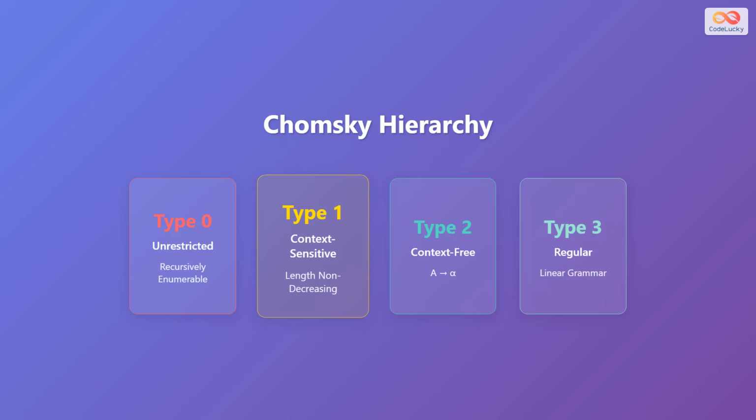Within the Chomsky hierarchy, context-sensitive grammars are classified as Type 1. Type 0 grammars are unrestricted and generate recursively enumerable languages. Type 2 grammars are context-free, with productions in the form A produces alpha. Type 3 grammars are regular, representing linear grammars.